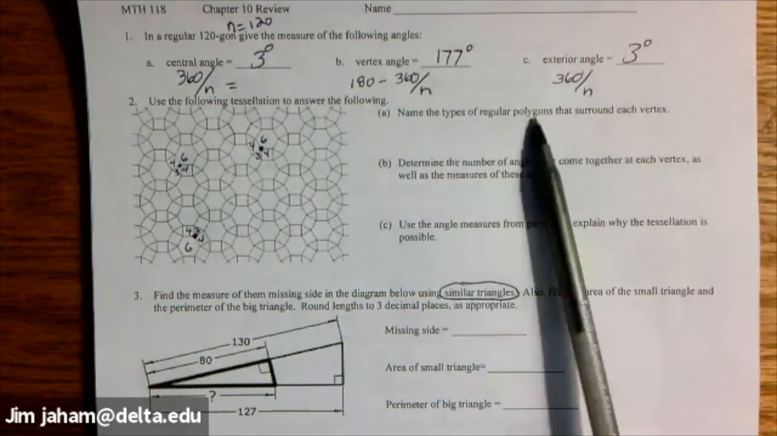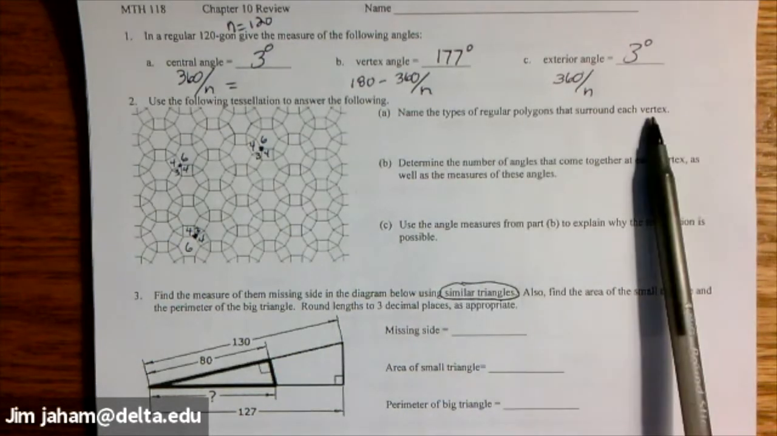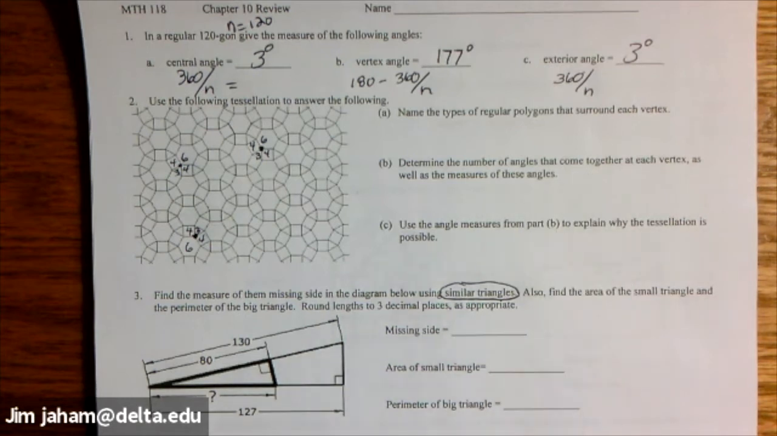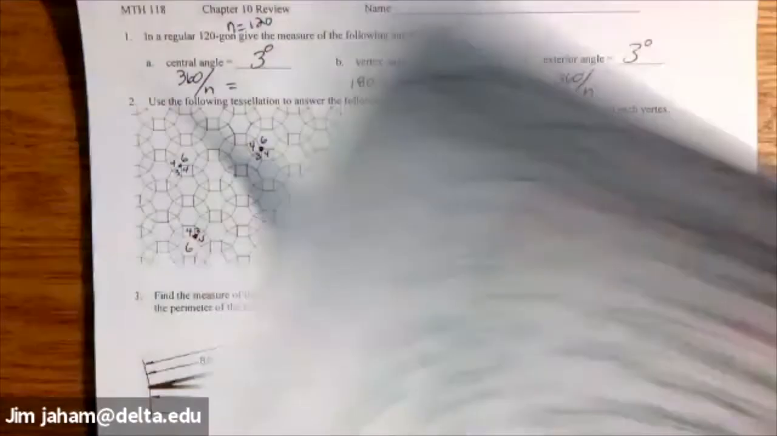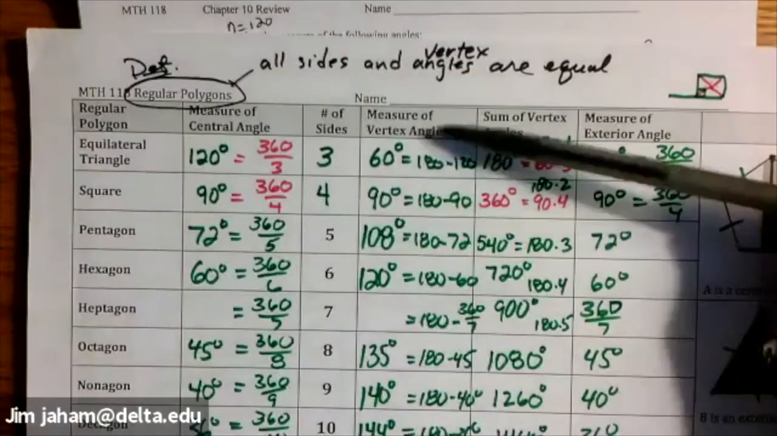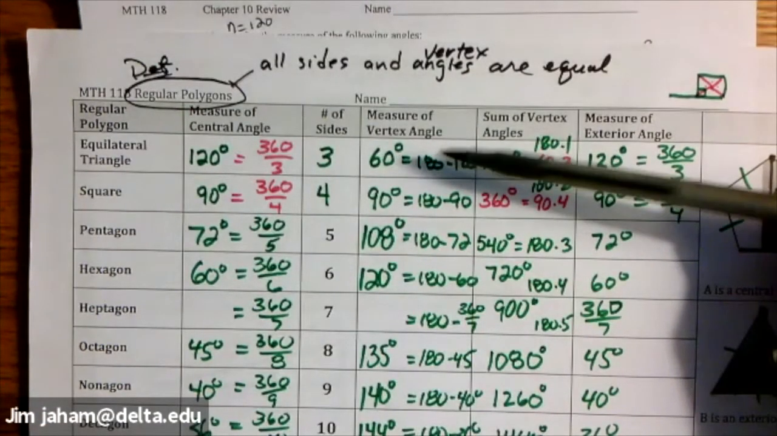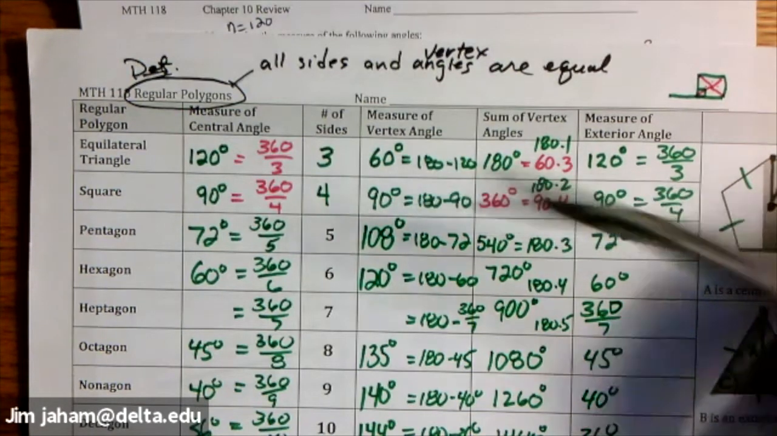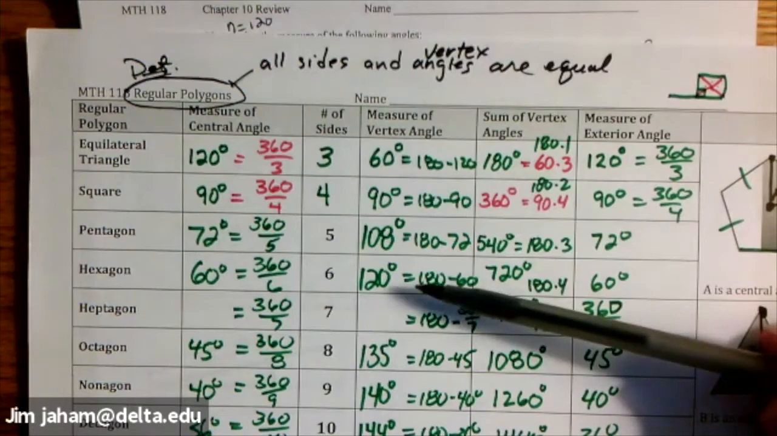So name those shapes at each vertex. How many angles are there at each vertex? What are the measures of those? Again, all the vertex angles are right in this column. Vertex angle for a triangle, vertex angle for a square, vertex angle for a hexagon.